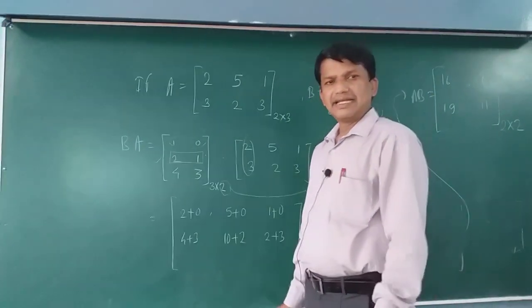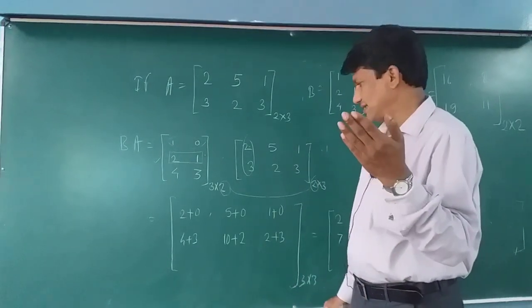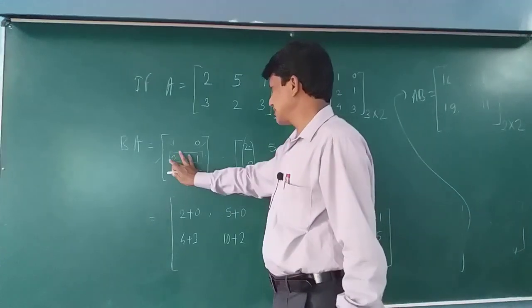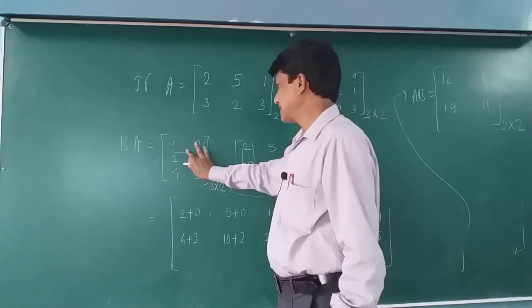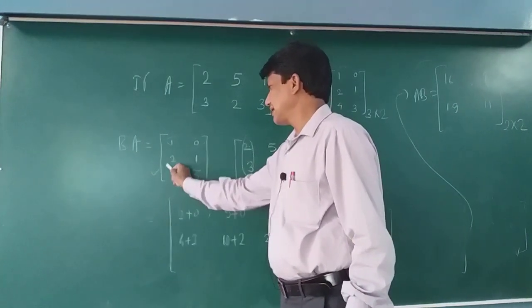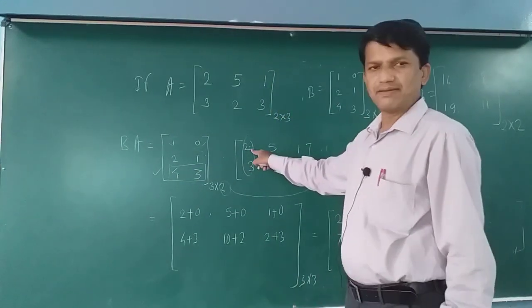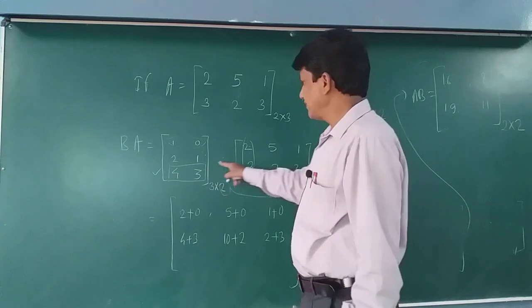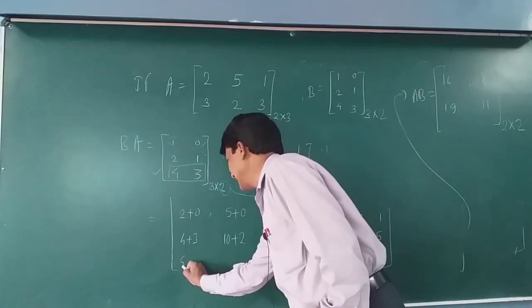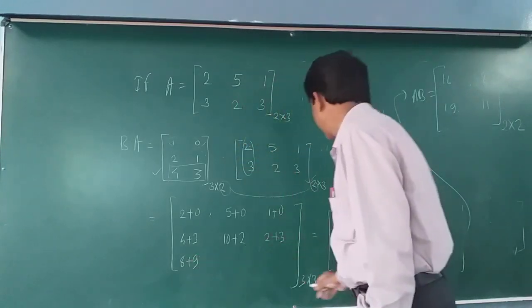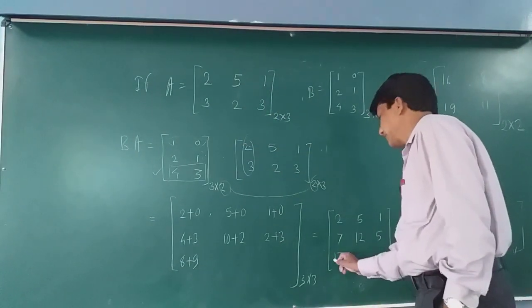Okay. Now it remains to find the third row. Third row, 4 3, with the first column. Look here, now I am taking row number three. I am marking like this. 4 with 2. Multiply. 4 times 2 is 8 plus 3 into 3 is 9. The answer will be 17.